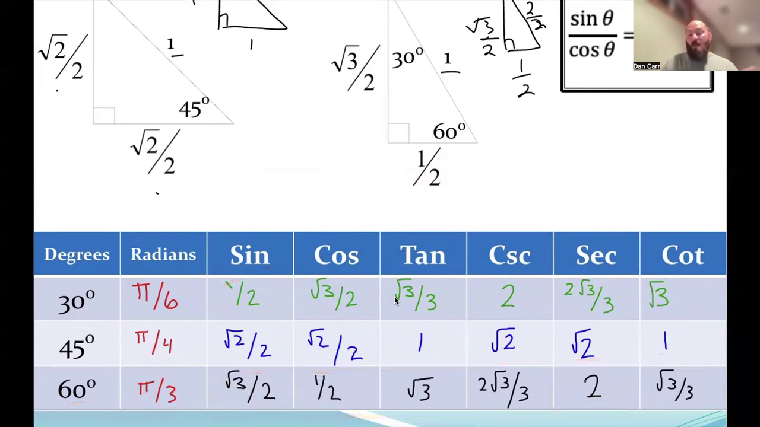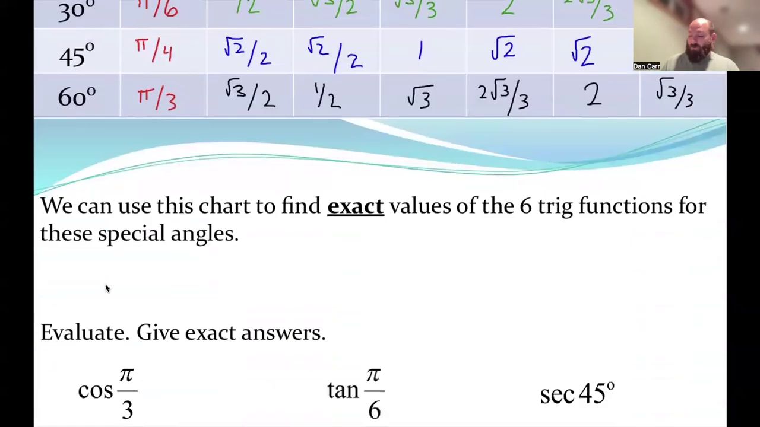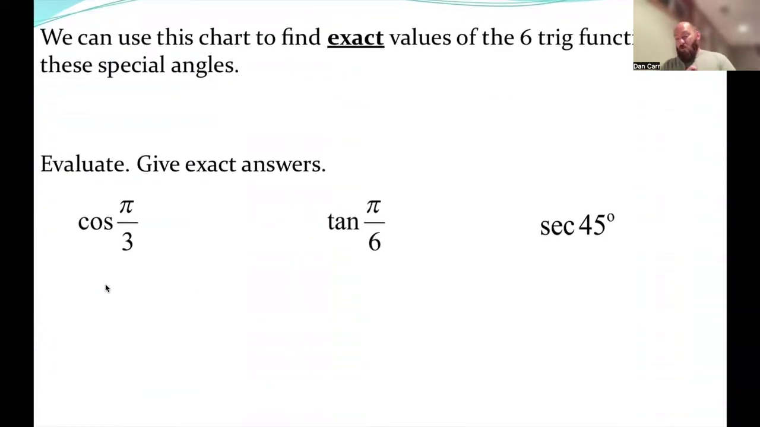I'm not going to spend a lot of time on there because I like to first model it with a triangle before I start doing anything with those parts. So for example, here, you use this chart to find exact values of the six trig functions for these special angles. Okay, so evaluate, give exact answers.